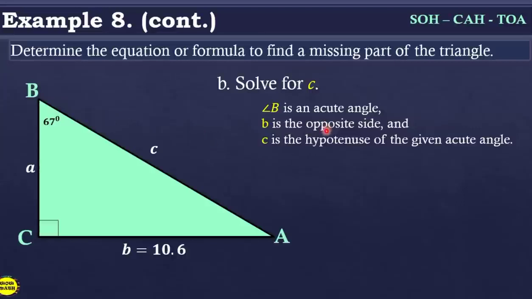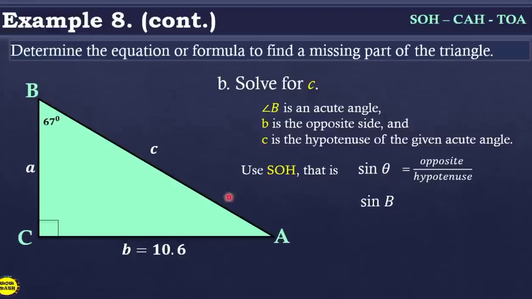So, given the opposite side and the hypotenuse, ano po yung pwede natin gamitin dito? Opposite and hypotenuse. So, we can make use of the sine. Okay? So, sine po yung gagamitin natin. So, we have sine theta is equal to opposite over hypotenuse. Your theta is, what is this angle? B. Is equal to the opposite, ito yung opposite, 10.6 over hypotenuse, which is C. So, 10.6 over C. Your sine B, what is your sine B? The measure of angle B is 67 degrees. Is equal to 10.6 over C.